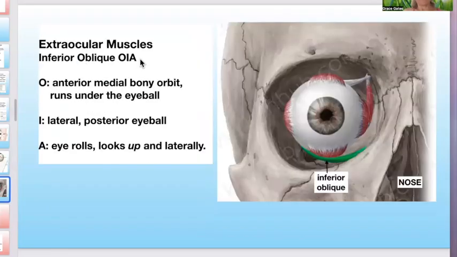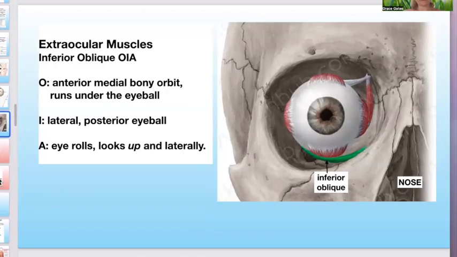The inferior oblique originates on the anterior medial bony orbit and it runs under the eyeball like a little strap, and then it inserts on the lateral posterior eyeball. The inferior oblique causes the eye to look up. And again, it's a little hard to visualize. Look at the models in class. We have some really good models, and try to use the models to help you to learn the actions of the muscles, in particular, the superior and inferior oblique muscles.